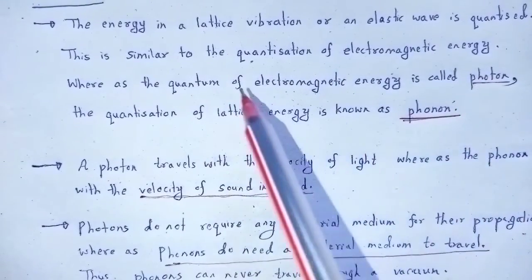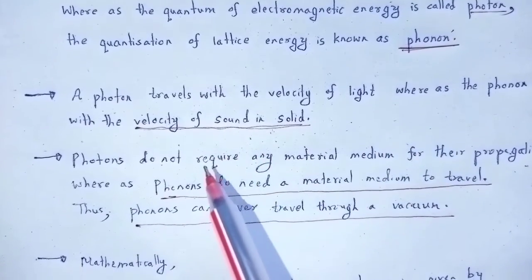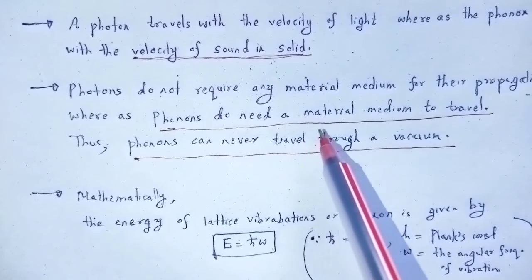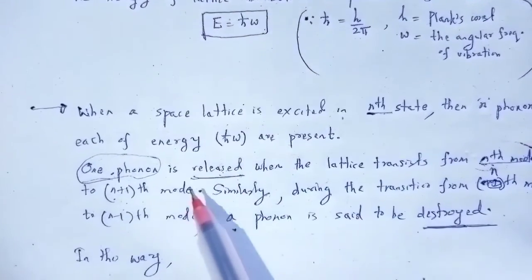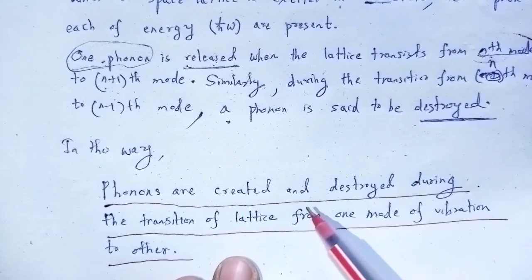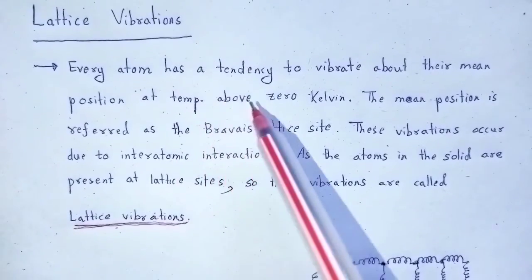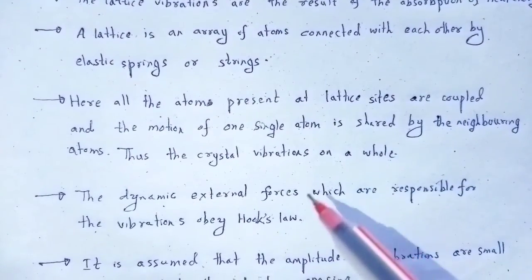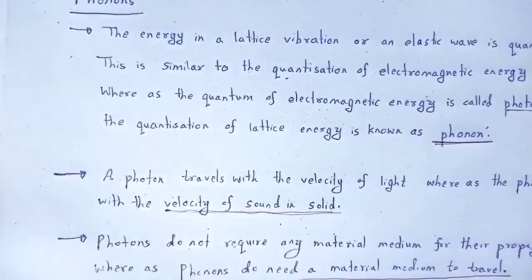This is the idea of phonons, that is the quantization of lattice vibration energy, and that travels with the velocity of sound in solids, and it can never travel through vacuum, as it requires a material medium for its propagation, and its energy is equal to h cross omega, and it is created and destroyed during the transition of lattice from one mode of vibration to another. With the help of this video lecture, we understand the concept of lattice vibrations, what lattice vibrations are, some properties related to lattice vibrations, and the basic idea about phonons.